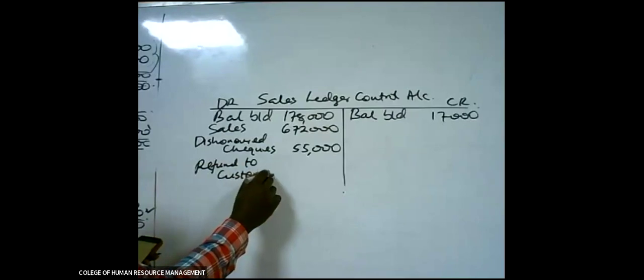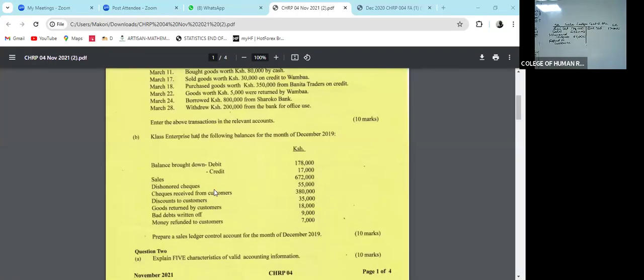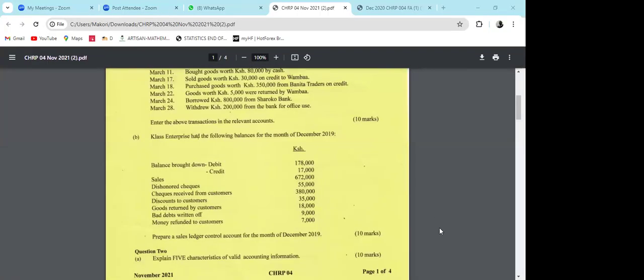Mwalimu, which question is that? Sorry, I didn't get it. Which question is that? We are going procedurally. We had done question 1. We are now at question B. Okay, okay. We are going procedurally.